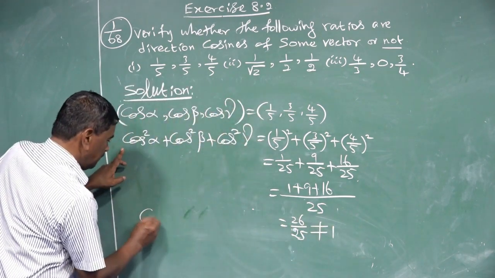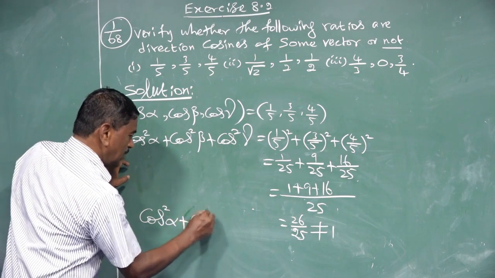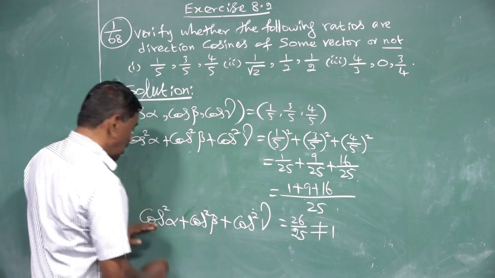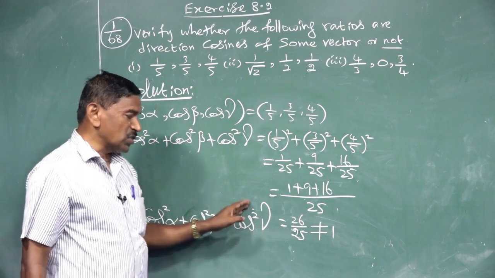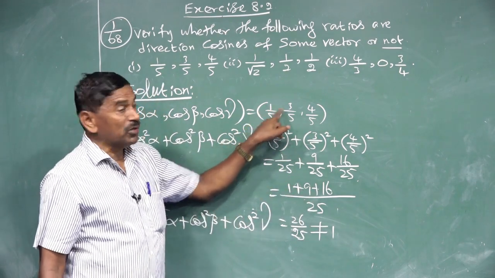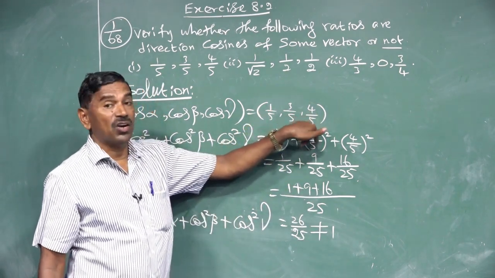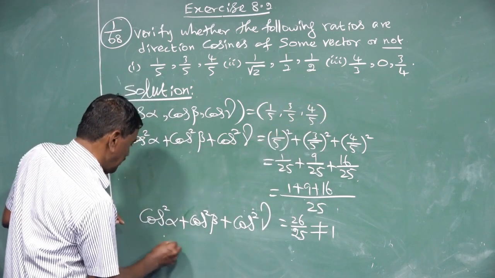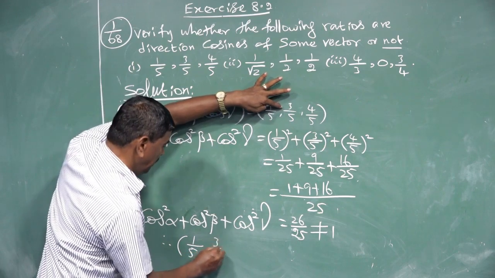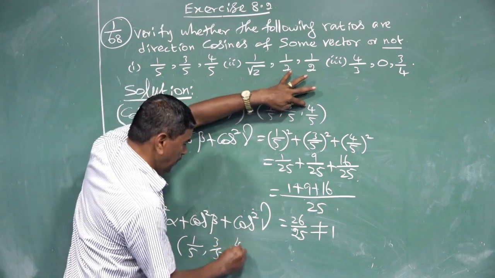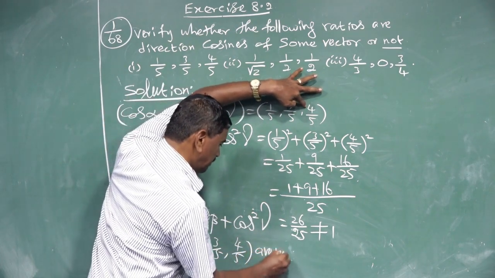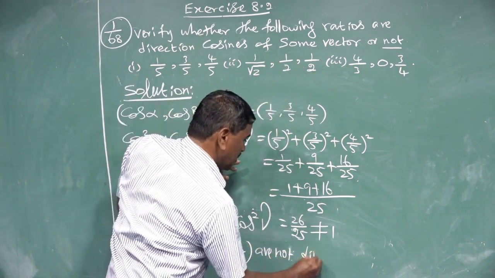The left hand side is cos square alpha plus cos square beta plus cos square gamma, which is not equal to 1. Therefore, 1 by 5, 3 by 5, 4 by 5 are not direction cosines.